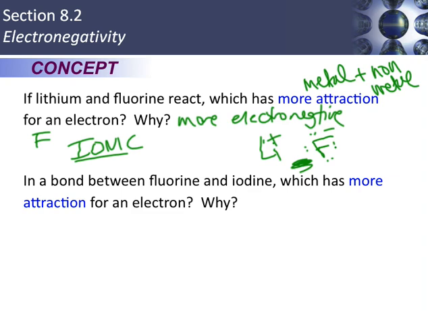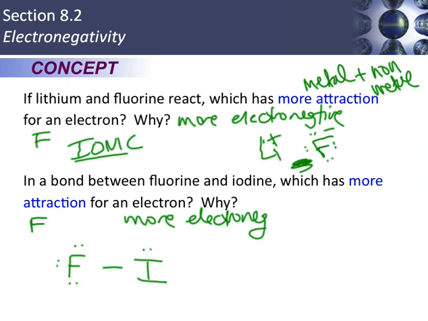Okay? What about the bond between fluorine and iodine? Which has more attraction? Fluorine. Why? More electronegative. What can you tell me? These are a lot closer together than the other two were, right? So we're going to assume, without doing the math, that we have a covalent bond, okay? But they're big enough in difference that, what type of covalent bond do you think it is? We're going to say it's polar.